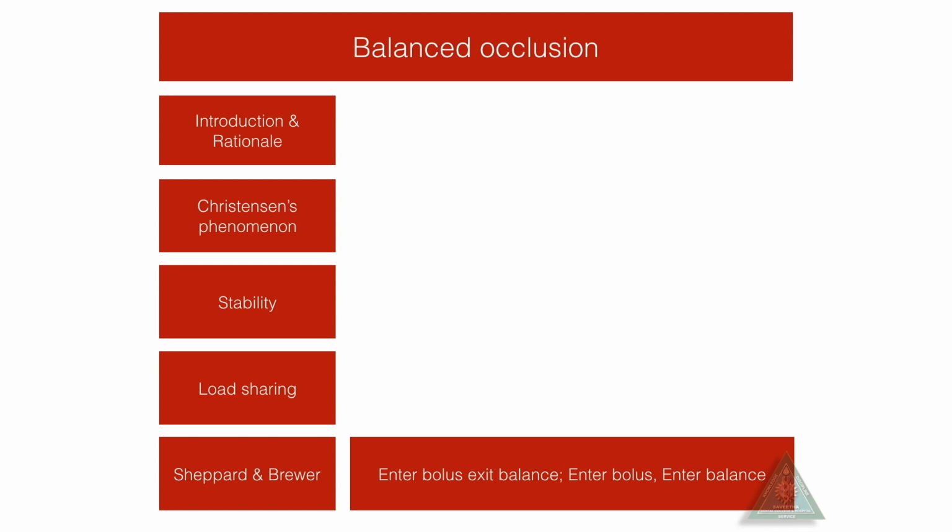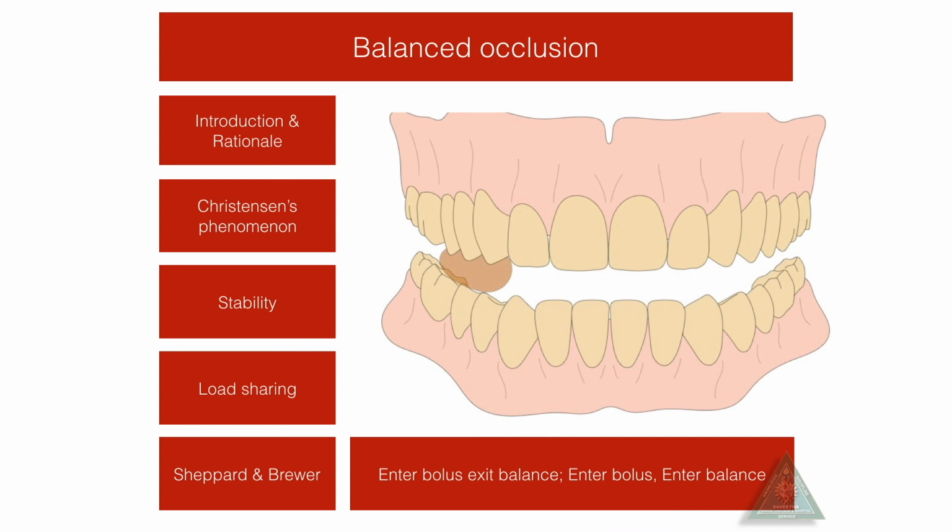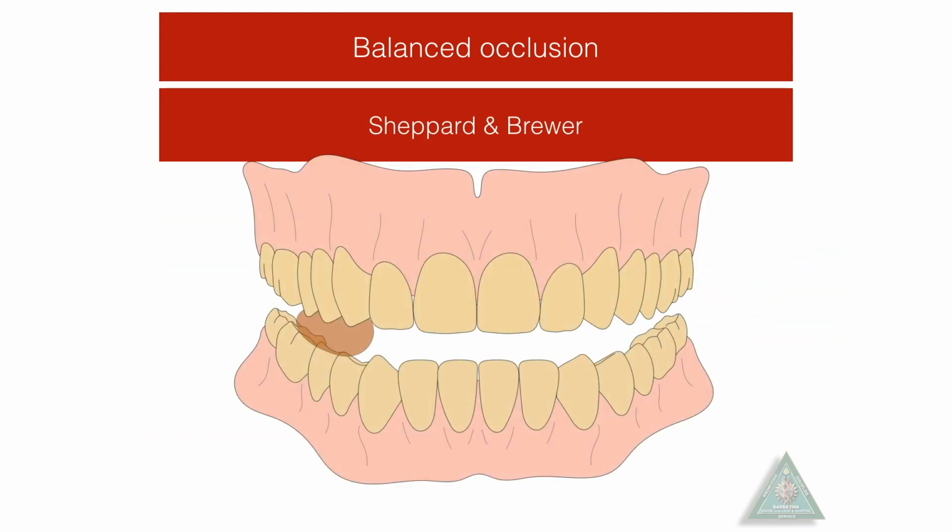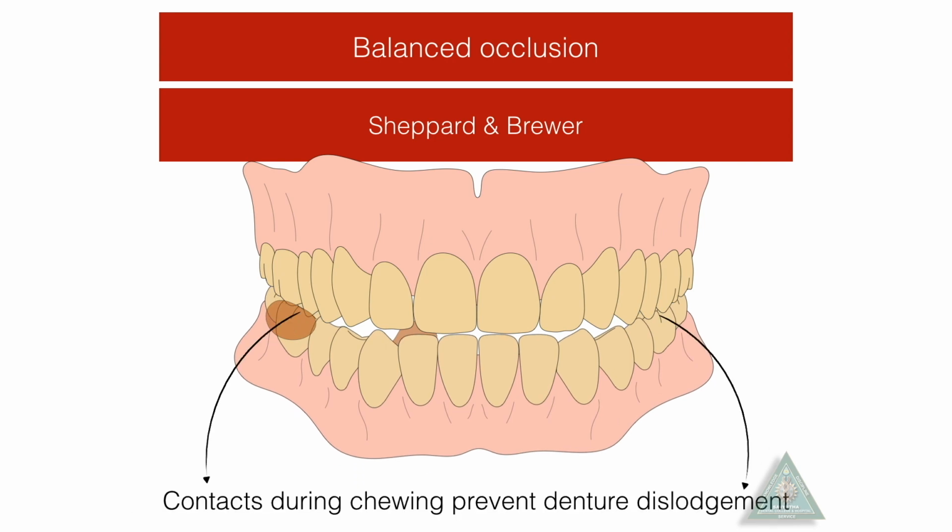And other reasons are stability, load sharing, and Shepherd's statement. Shepherd stated that when we put a piece of food between our dentures, there is going to be a gap between the posterior teeth. There is no balance. However, Brewer later noted that we tend to chew through our food. We just don't hold it with our dentures and keep it in place for hours together. And when we chew through the dentures, the teeth are going to touch each other and balance is still observed.